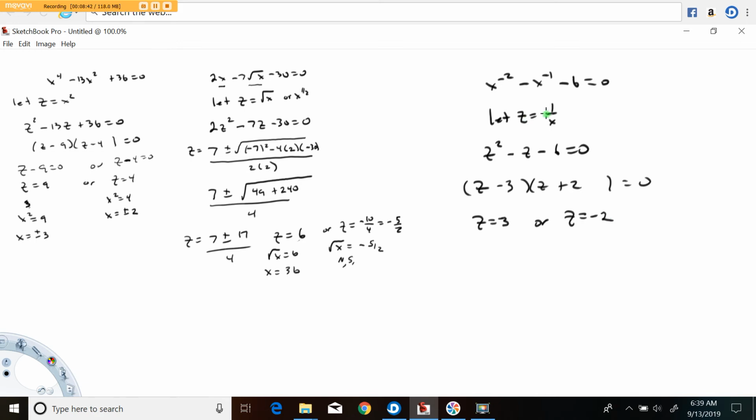Now remember that z was 1 over x, so 1 over x equals 3. So 1 equals 3x, x equals 1/3. There's one of our solutions. 1 over x equals minus 2. Multiply by x, and this is going to be 1 equals minus 2x. Divide by the negative 2. x is minus 1/2. So, okay, we're at over the 9-minute mark on the video, so this thing's plenty long.